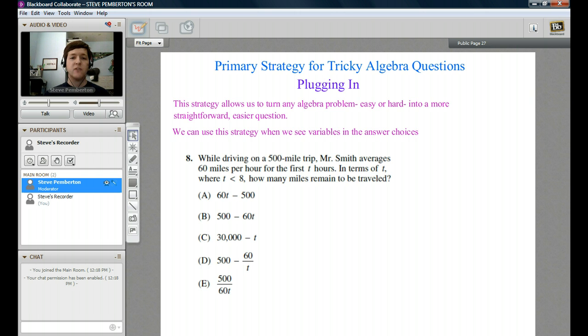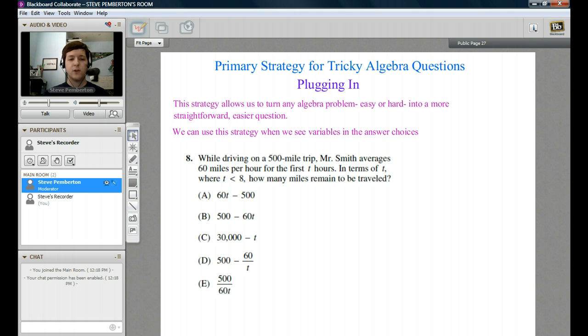It gives you an alternative method to do it when your algebra knowledge is just not cutting it or confusing you, or some other scenario where you just don't like the algebra. It's an alternative method. The more methods you have to use, the better you are going to be at the test. So let's look at number 8 and see how this plugging in strategy works.